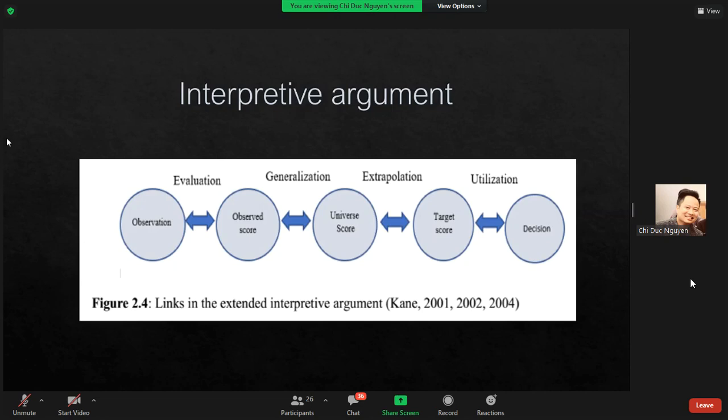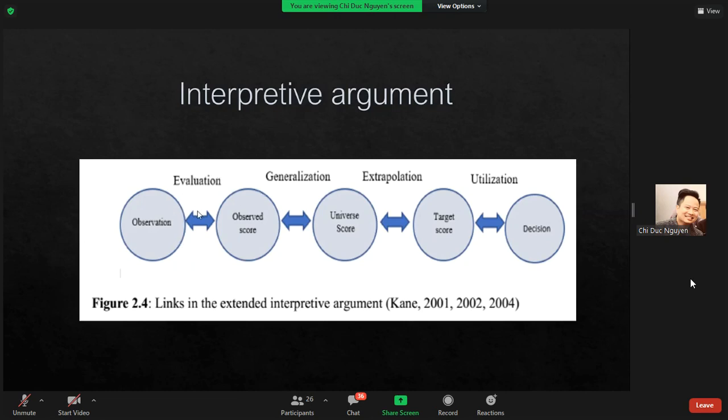After that, we need to effectively score the test performance. In order to ensure this claim, we have to collect evidence from the test paper, the marking rubric, the rater, and the consistency of the rater outcome as well. That is the kind of evidence we need to have here.